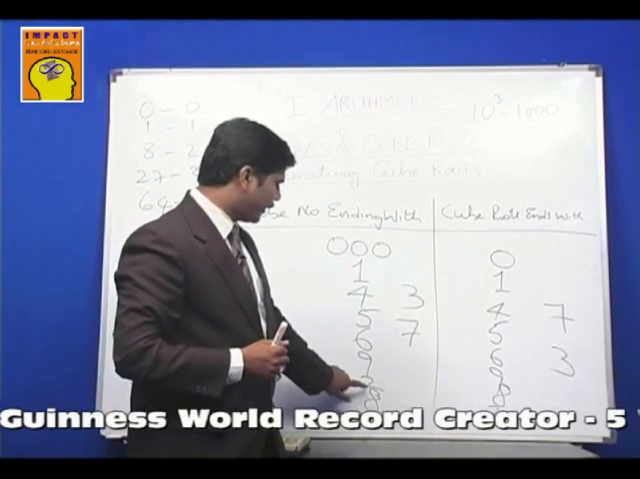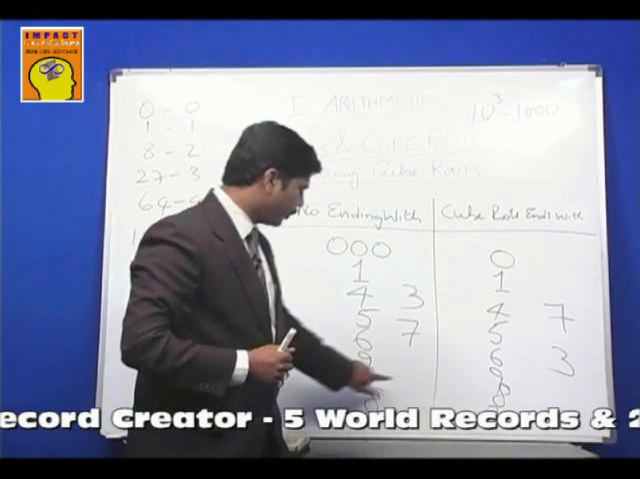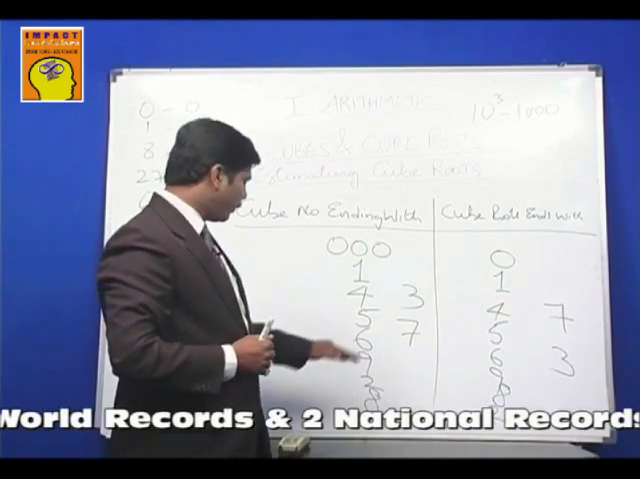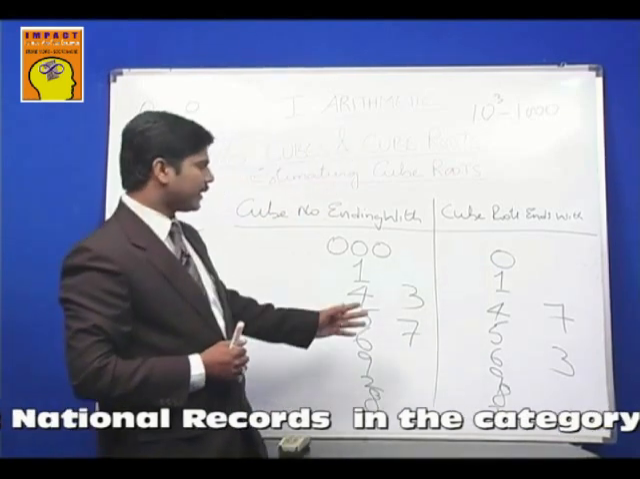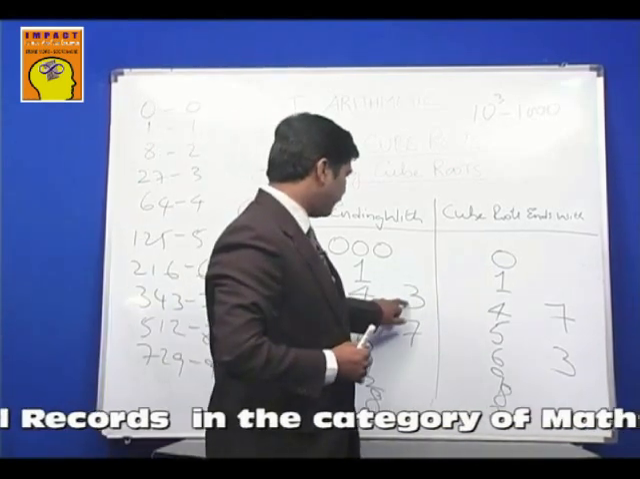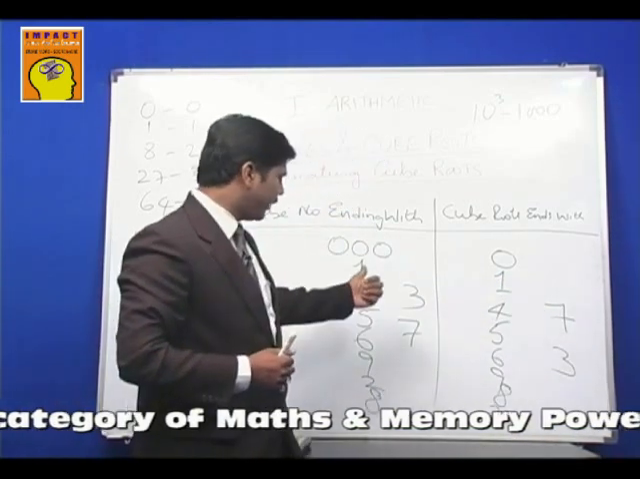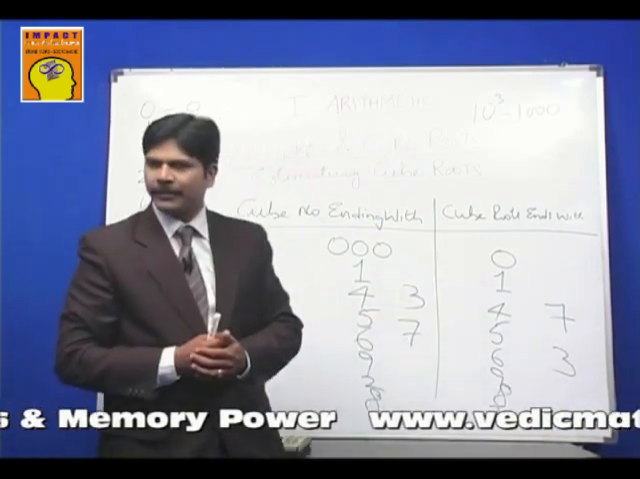This 2 and 8, when you add them together, they add up to 10. If the cube number ends with 2, the cube root ends with 8. 2 and 8 add to 10. If the cube number ends with 8, the cube root ends with 2. Both add to 10. Similarly for 3 and 7, if the cube number ends with 3, the cube root ends with 7. 3 and 7 add to 10. And cube number ending with 7, cube root ending with 3, both add to 10.